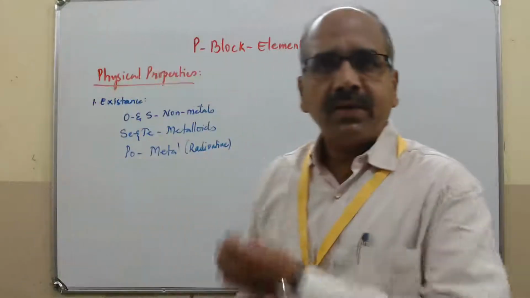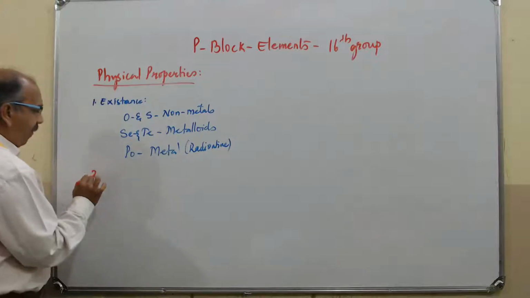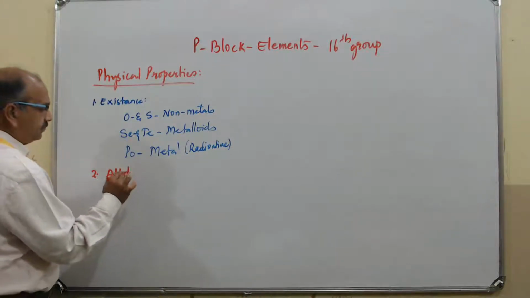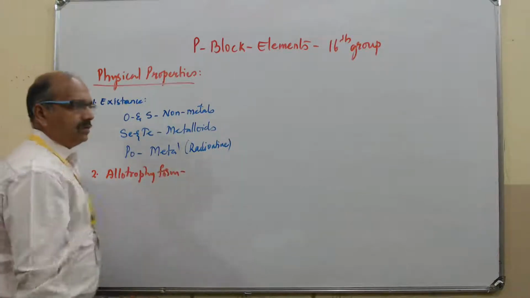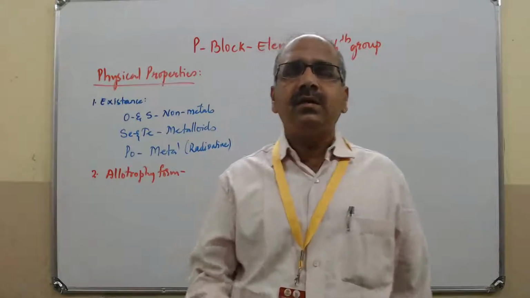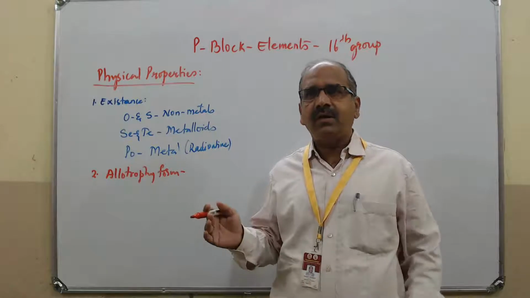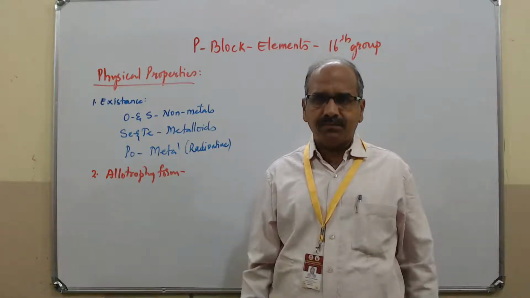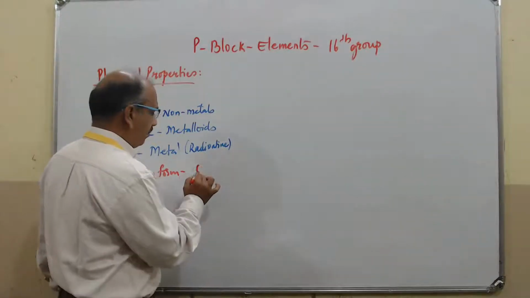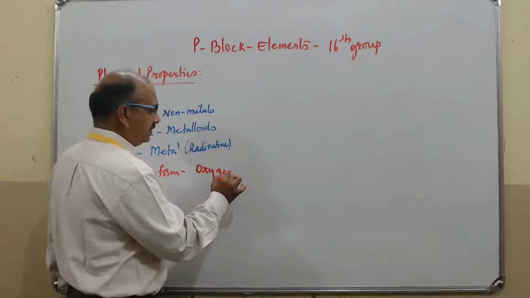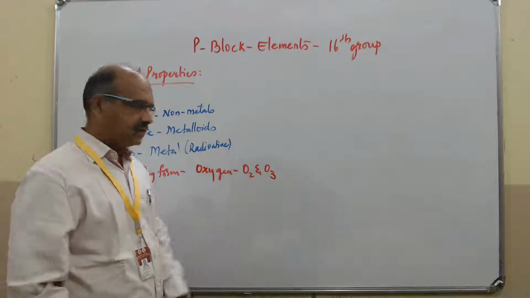Then coming to the allotropic form. The second one is allotropic form. What is allotropic form? Allotropic form is the same element existing in two or three different physical forms, but the chemical properties will be the same. For oxygen, it exists as O2 and O3, two different forms. Both are gases only.